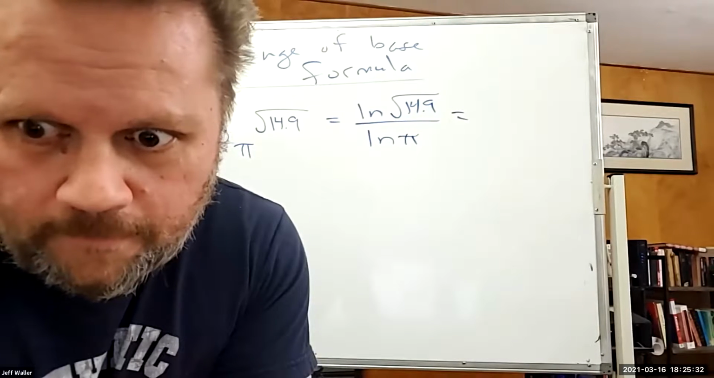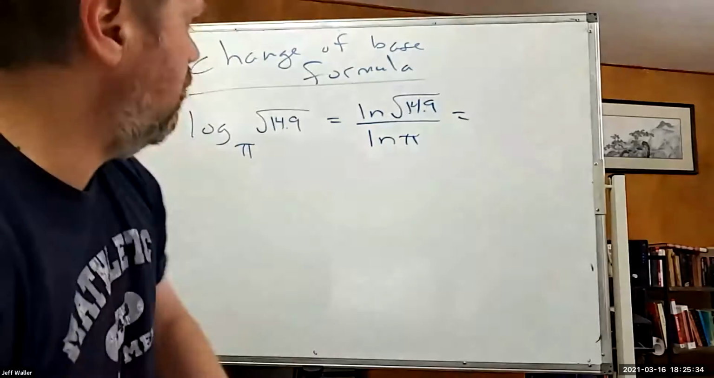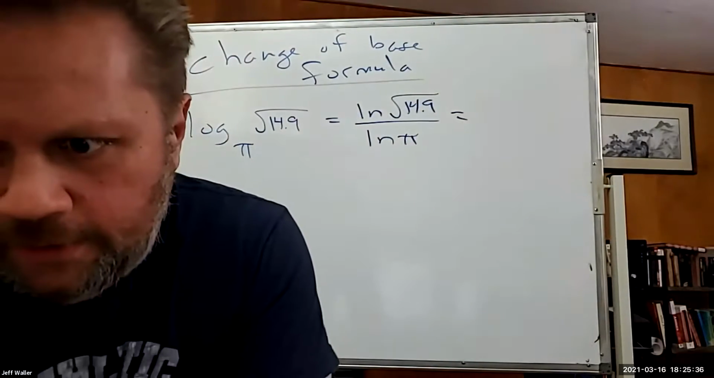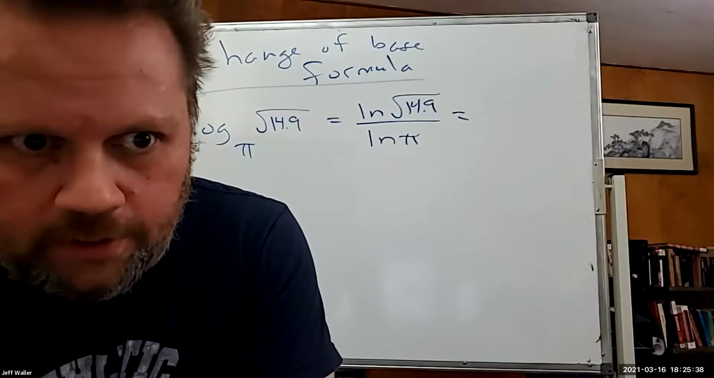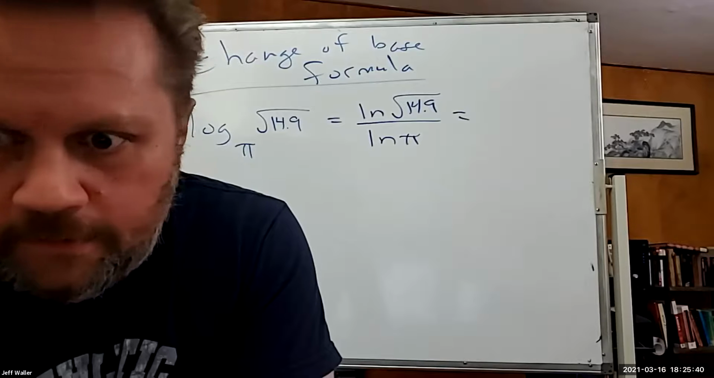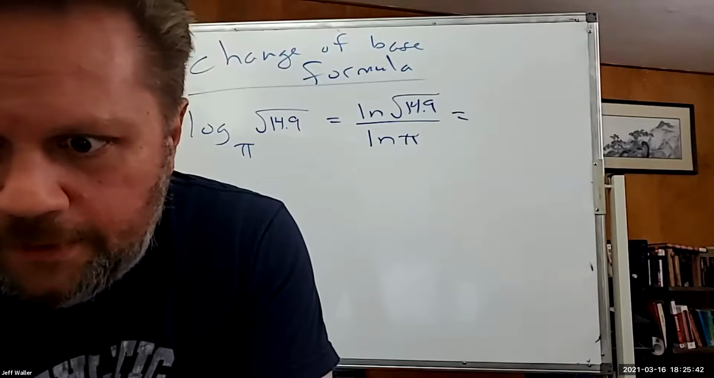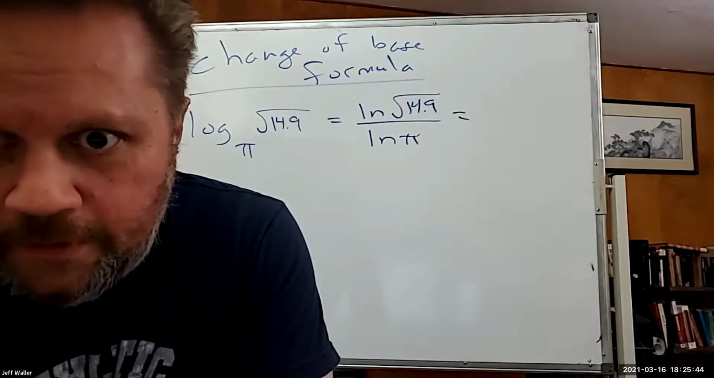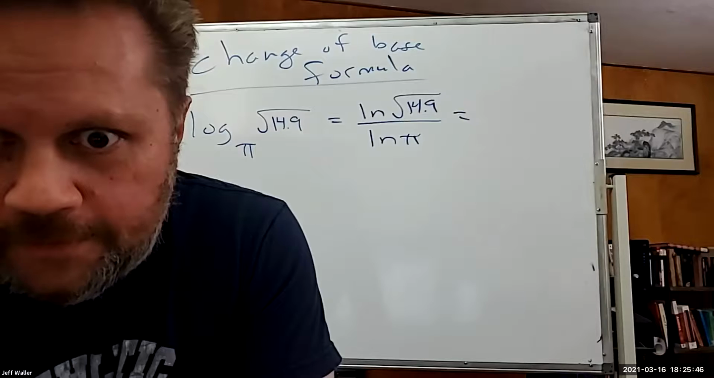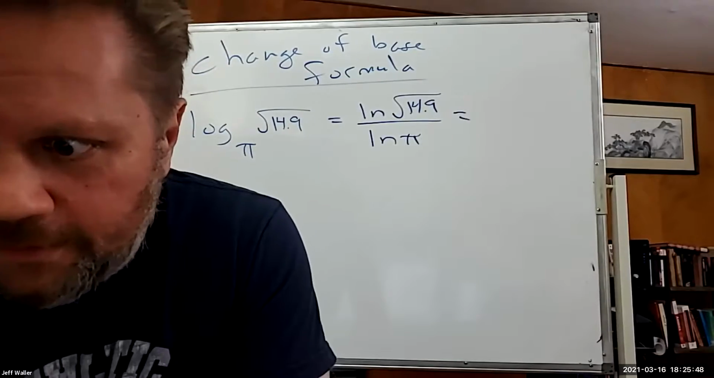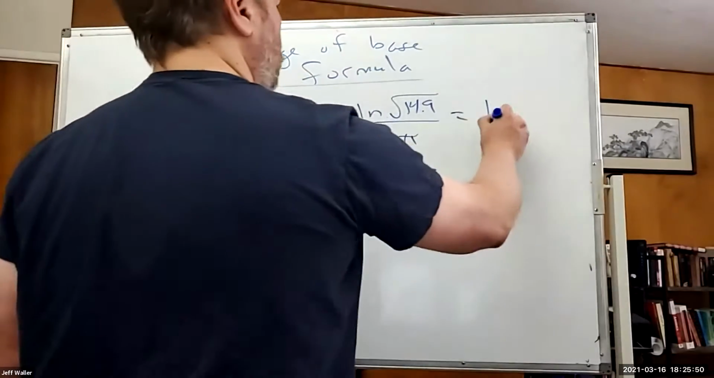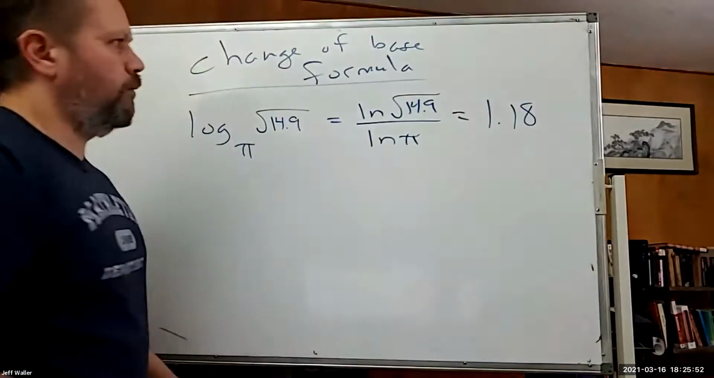There. So natural log of the square root of 14.9 divided by natural log. That's the problem. There we go, Jeff. This is exciting. There it is, 1.18. I like it. Chumbawamba.